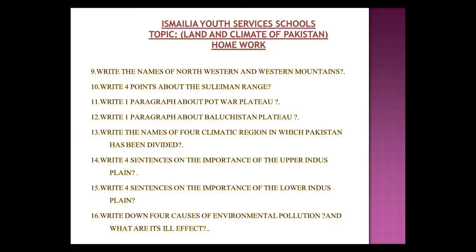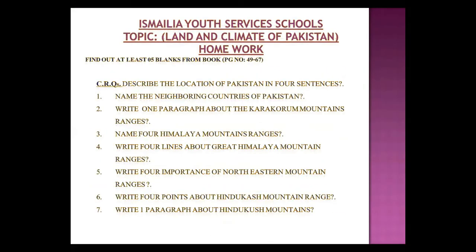The home task is, number one, find out at least five blanks from the book, page number 49 to 52. Okay, question number one, describe the location of Pakistan in four sentences. The answer is given on page number 49. Okay, name the neighboring countries of Pakistan. You will also find this answer on page number 49.